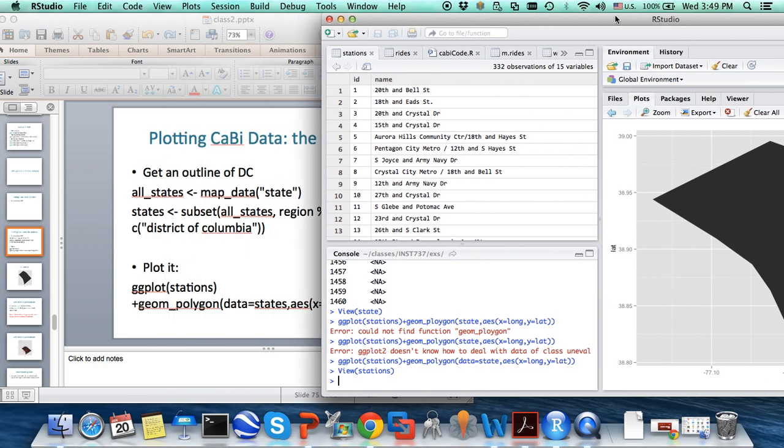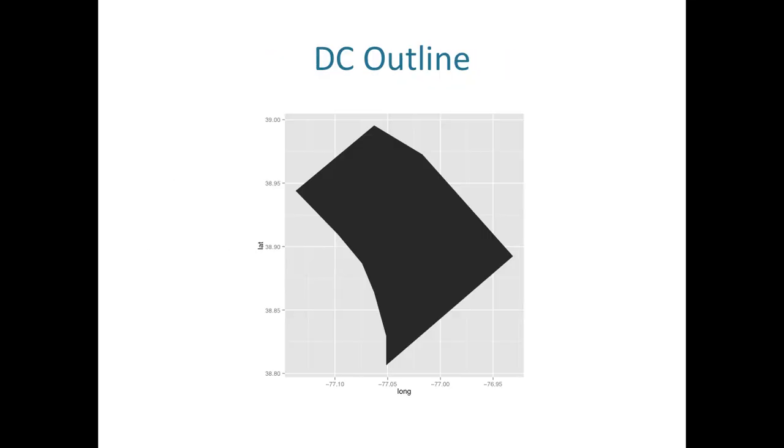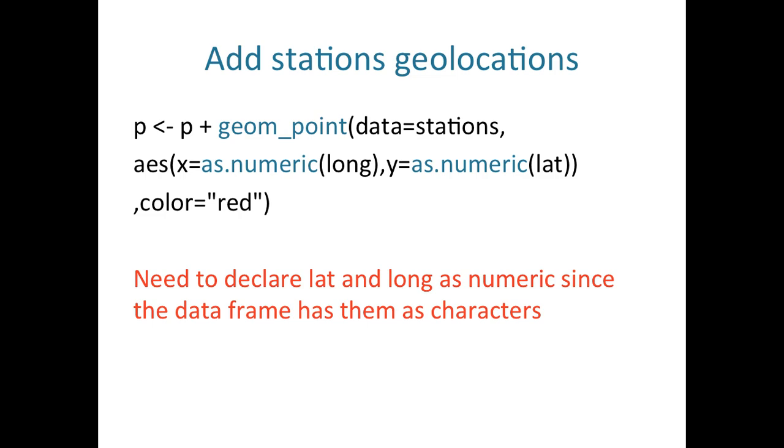But obviously we want to do more than that. What we want to do in reality is see where the stations are. We want to see the map of the stations. So what we are going to do is add to this graphic representation geometric points, where each point is a station, and where the x and the y-axis are the latitude and the longitude.